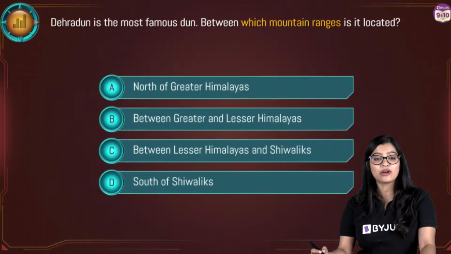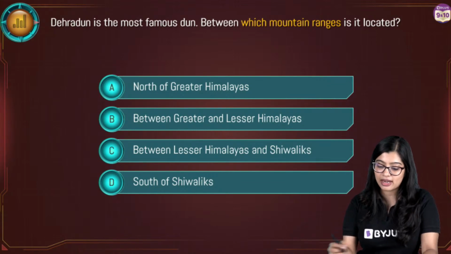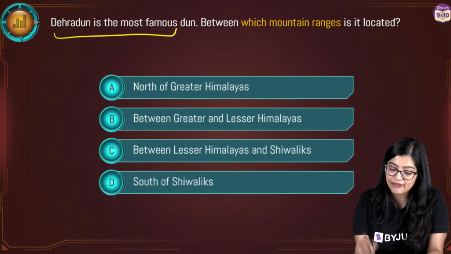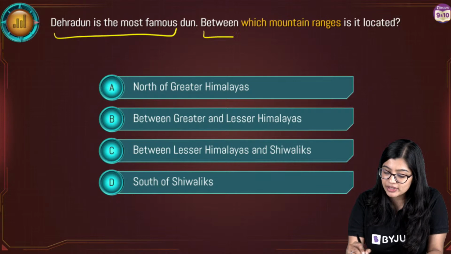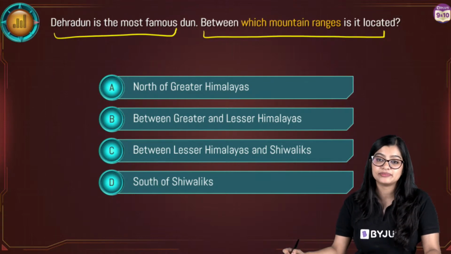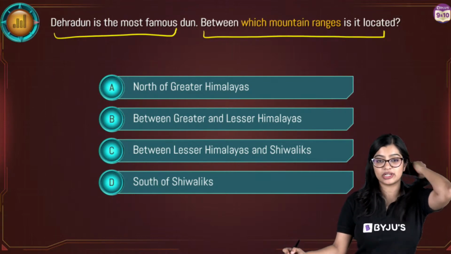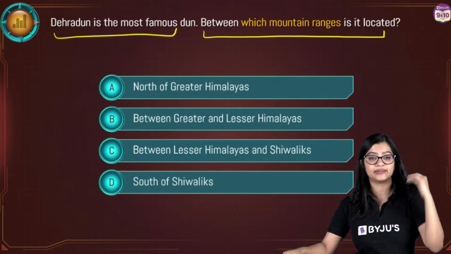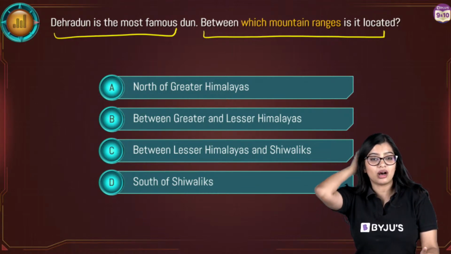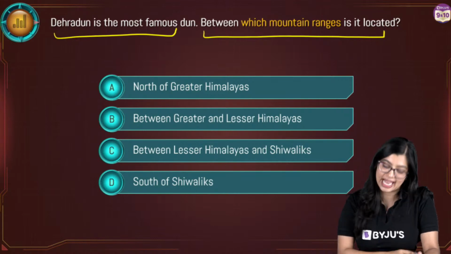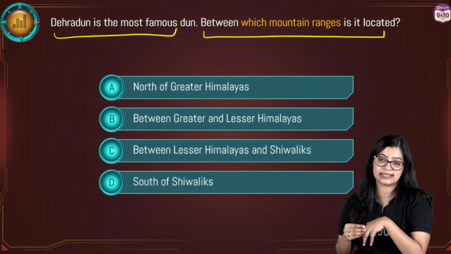Okay. So quick question for all of you here. Dehradun is a famous dun, right? Between which of these mountain ranges is it located? Right? So between which of the mountain ranges is it located? So ma'am, region of dry valley is called as dune. Yes, Adiraj, that is what we call that, right?